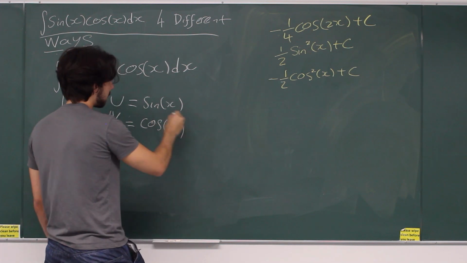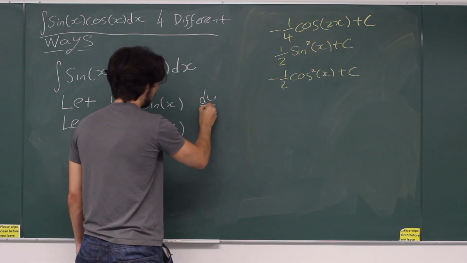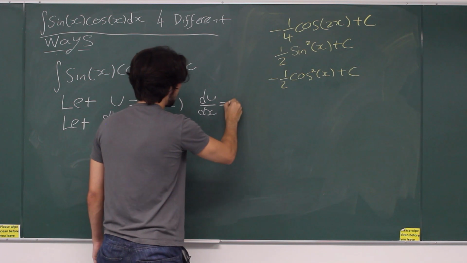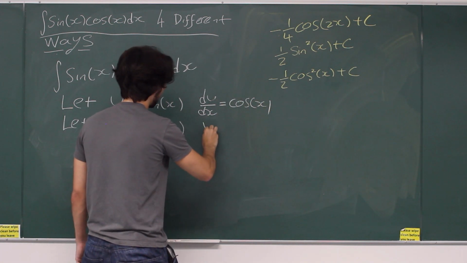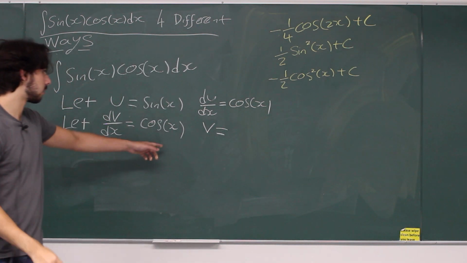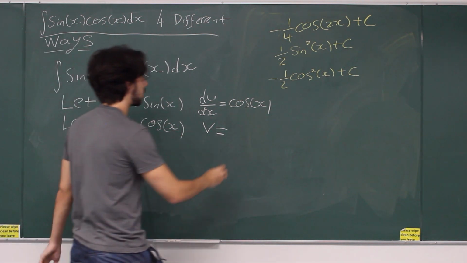Okay, so what does that mean that du dx is? Well, du dx is going to be cos x. And what will v be? Well, what's the integral of cos x? Well, cos x integrates to sine x.